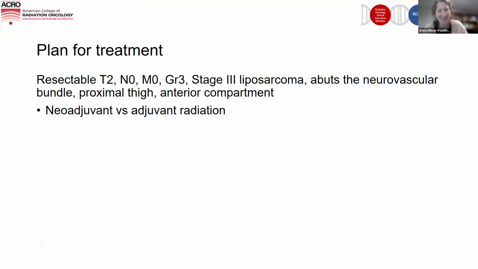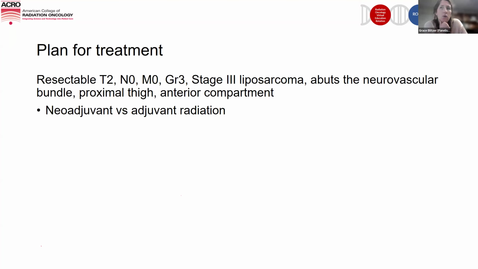Yep, plan for treatment. Oh no, that's fine. There is nothing in there. Plan for treatment for this gentleman. So we just said this is a T2N0, grade 3, so stage 3 liposarcoma that is resectable. It abuts the neurovascular bundle. It's in the proximal thigh, the anterior compartment. So your options are radiation and surgery.